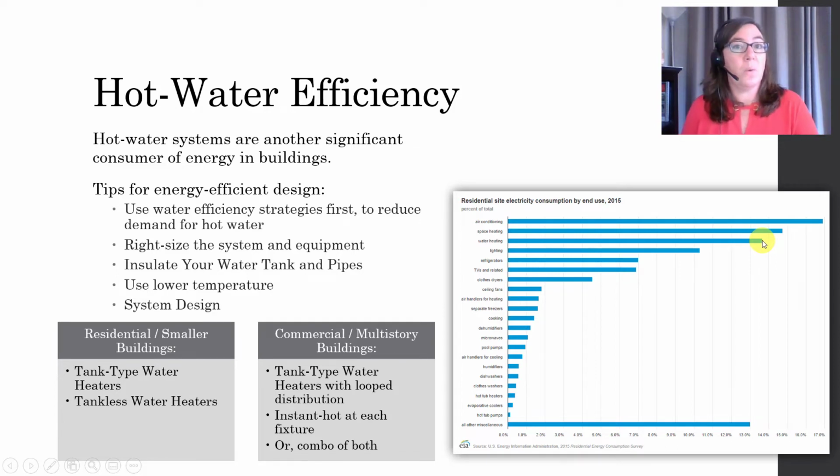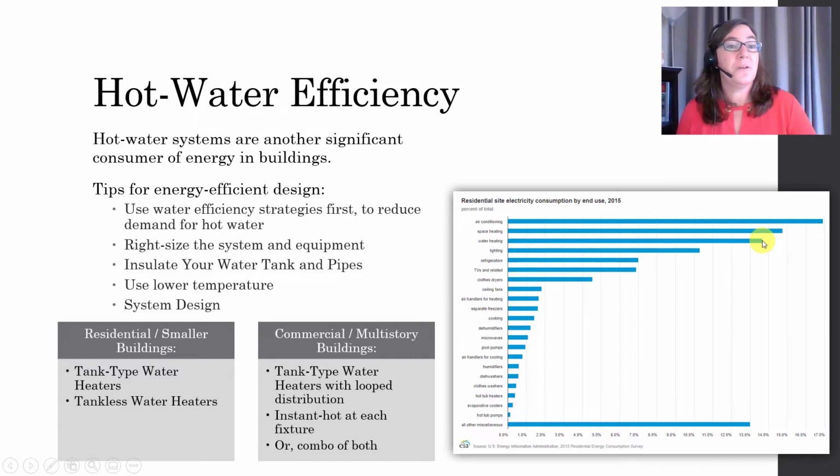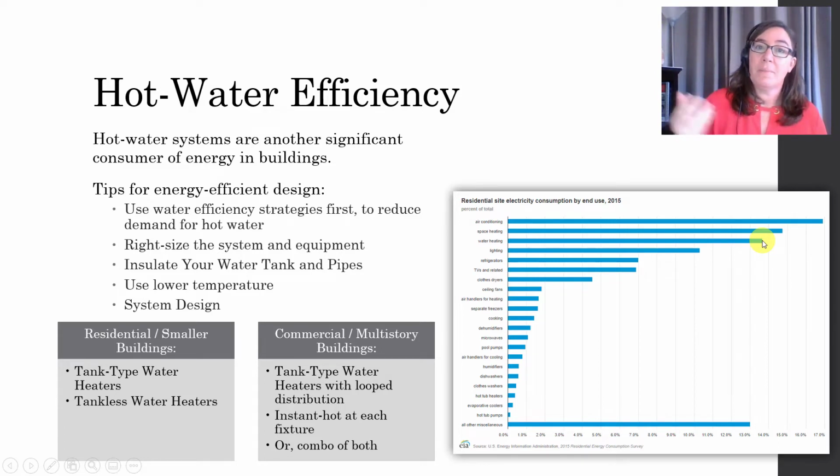So how do we make our hot water systems more efficient? Well, just like the mechanical systems, you want to use water efficiency strategies first to reduce the total demand for hot water, and therefore we make less hot water and we use less energy. Also, make sure to right size the system and the equipment. This is important: you need to insulate your hot water system. This includes the tank and the pipes. And in general, especially in residential work, you can take the temperature of your hot water system down a couple of degrees and save a significant amount of energy.